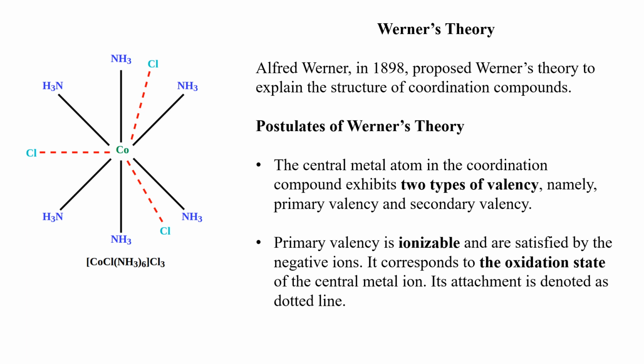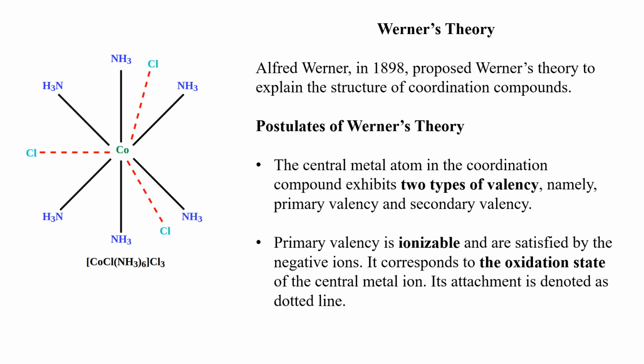The structure of coordination complexes was first explained by Werner's coordination theory, and Alfred Werner proposed this theory in 1898. There are some postulates for this coordination theory. It's a simple theory, but it very beautifully explains the typical bonding in coordination complexes. Let us take one of the complexes as an example: hexamine cobalt 3 chloride.